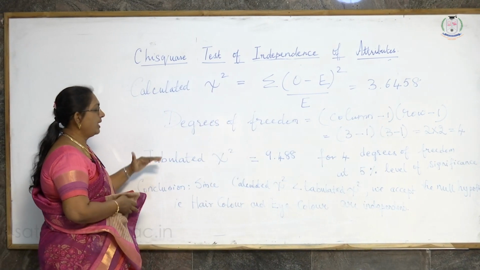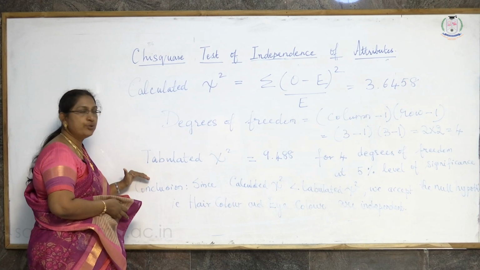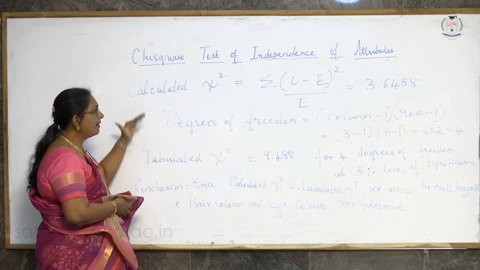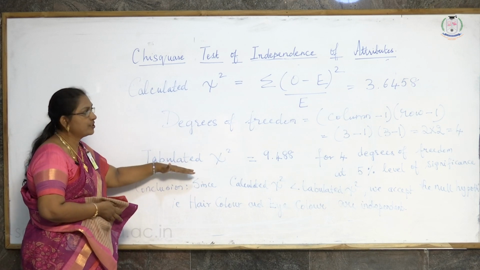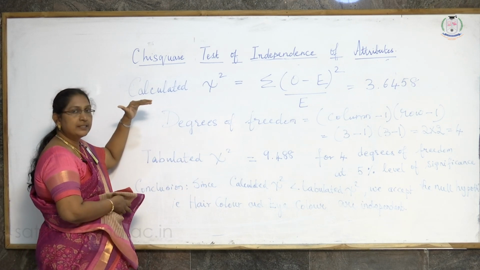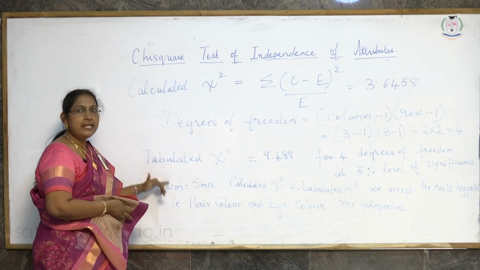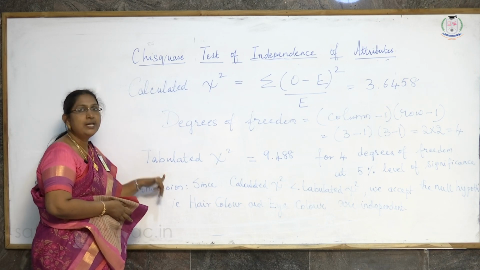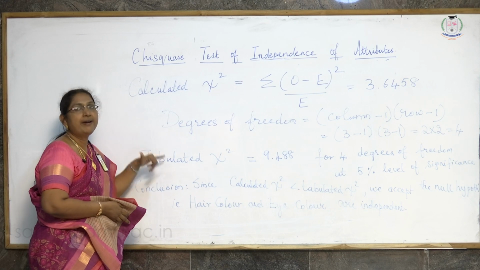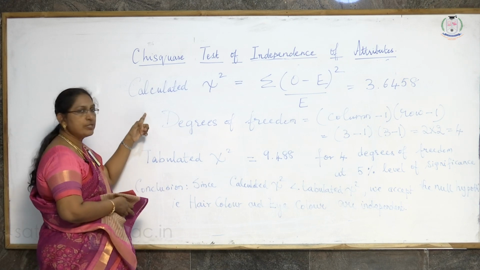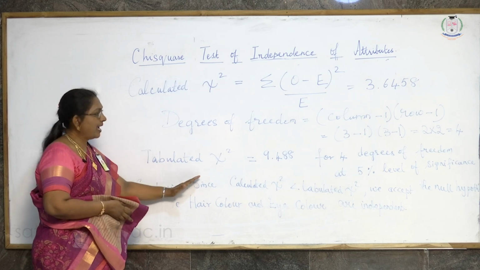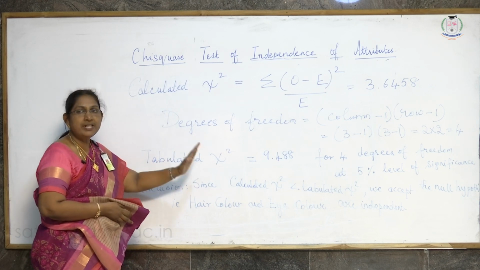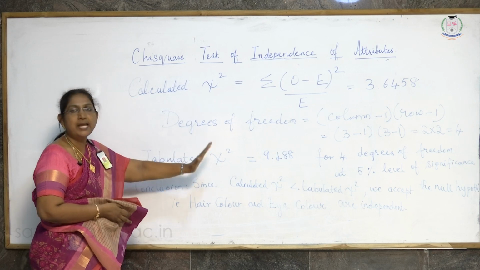So, now the last step, coming to the conclusion, we have to compare the calculated chi-square with the tabulated chi-square. If the calculated chi-square is less than the tabulated chi-square, then we will accept our null hypothesis. Suppose if the calculated chi-square is greater than the tabulated chi-square, we will reject our null hypothesis H naught.